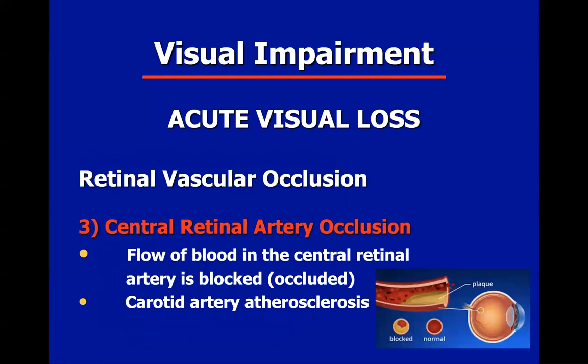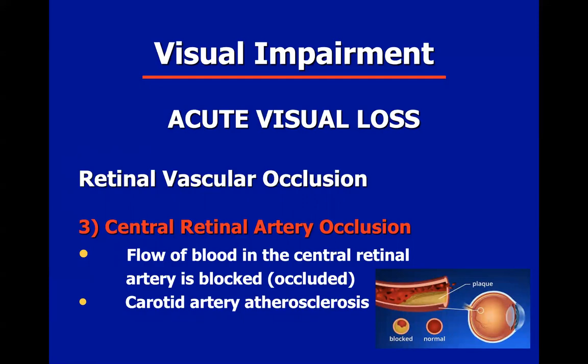Another acute visual loss under retinal vascular occlusion is what we refer to as a central retinal artery occlusion. This is where the flow of blood in the central retinal artery is blocked, as you can see very nicely here, with a plaque. It's occluded, and this is usually due to carotid artery atherosclerosis. This is your normal carotid artery, and this is your blocked one, and unfortunately, it dislodges into the central retinal artery, causing central retinal artery occlusion.